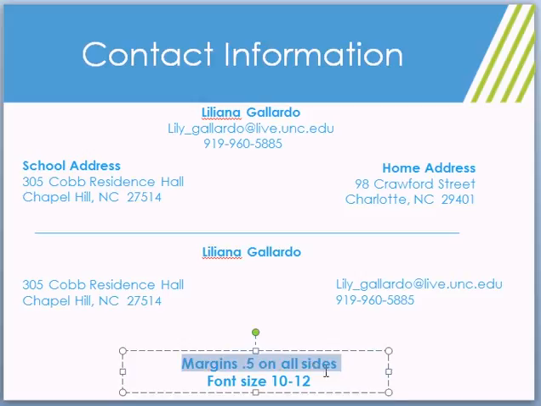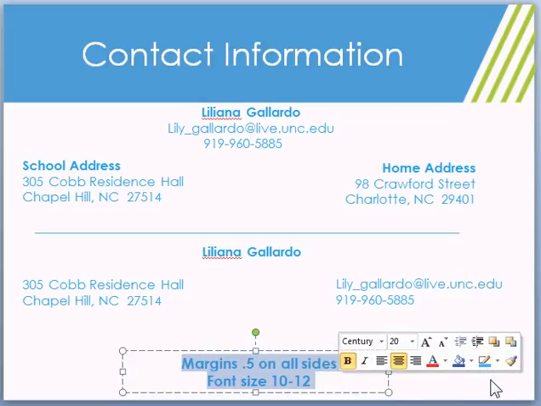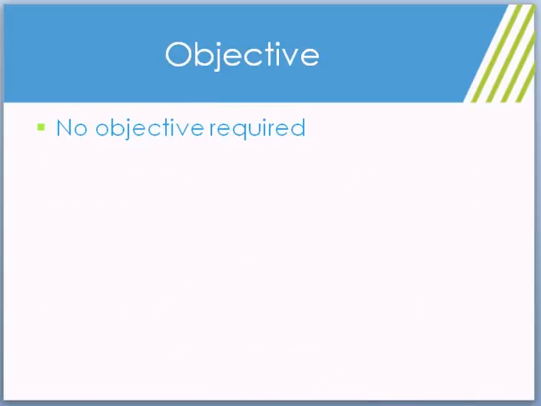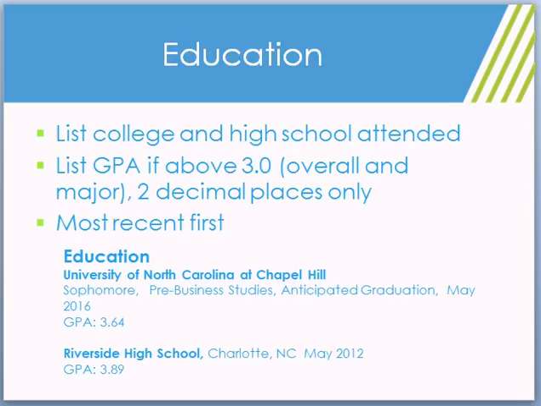And here's some information. Keep your margin on all sides at 0.5, and your font should be no larger than a 12. The objective is not required, so don't take up space on your resume to use an objective for the Undergraduate Business Program application. The next category is education.